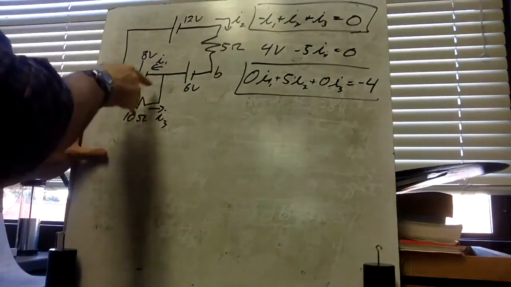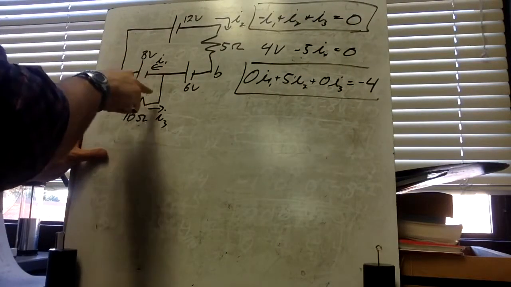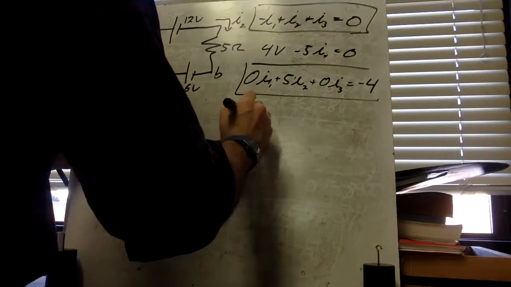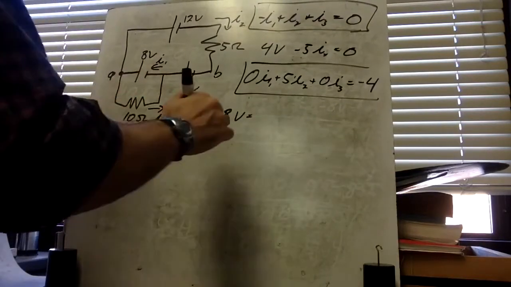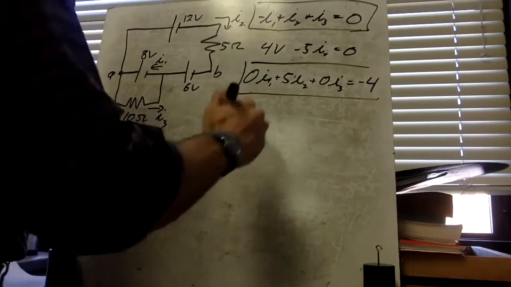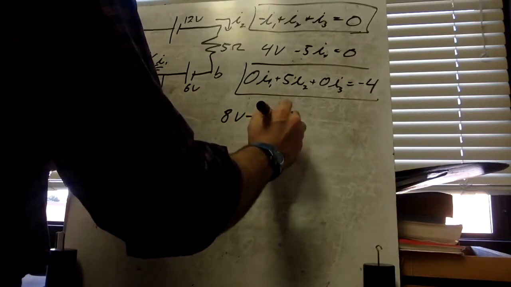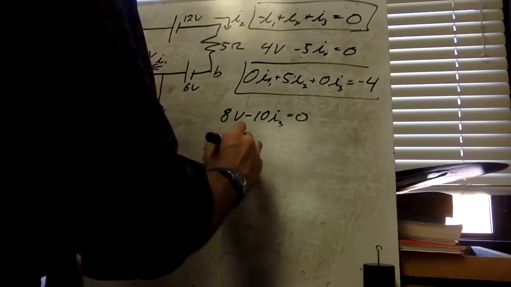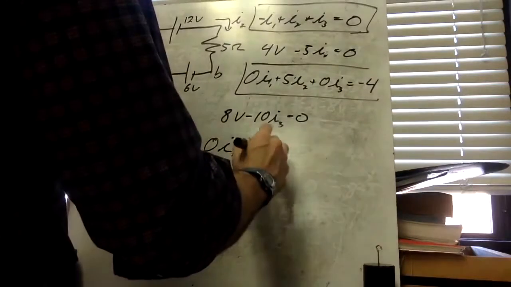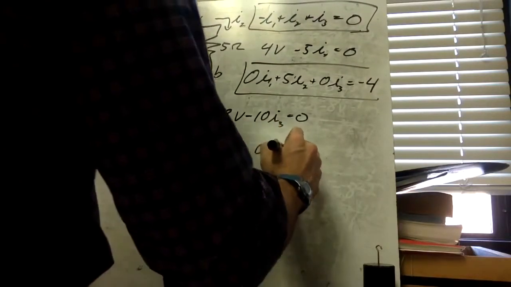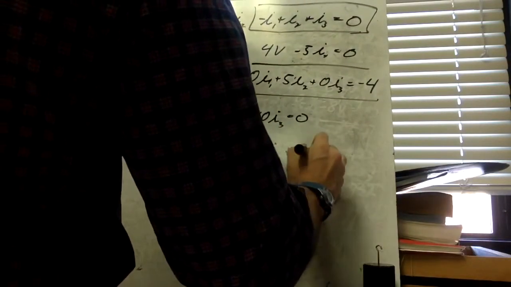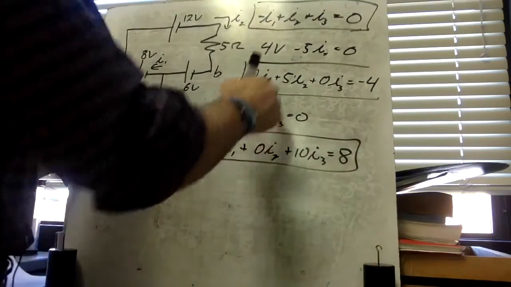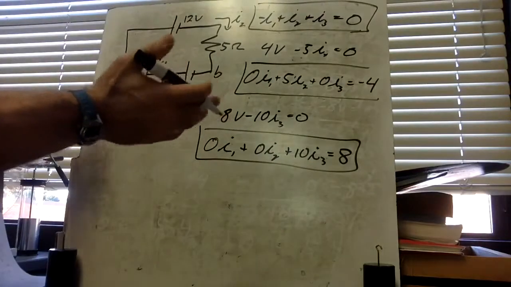And I've got a nice little loop right here, so I'm going to do this. This is 8 volts, minus 10I3 equals 0. And so this is 0I1 plus 0I2 plus 10I3 equals 8. 3 equations, 3 unknowns, and there are other equations you could set up.